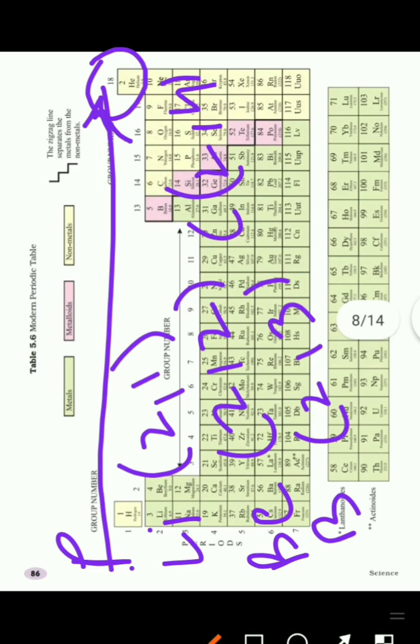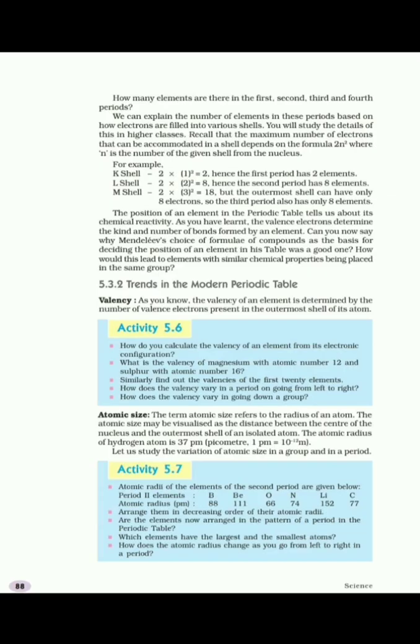Third period elements have 3 shells, K, L, M. Fourth period elements have 4 shells and electrons go on increasing. So we can say that in periods, the number of valence electrons increases by 1 unit as atomic number increases by 1 on moving left to right. Now see how many elements are there in the first, second, third and fourth periods.